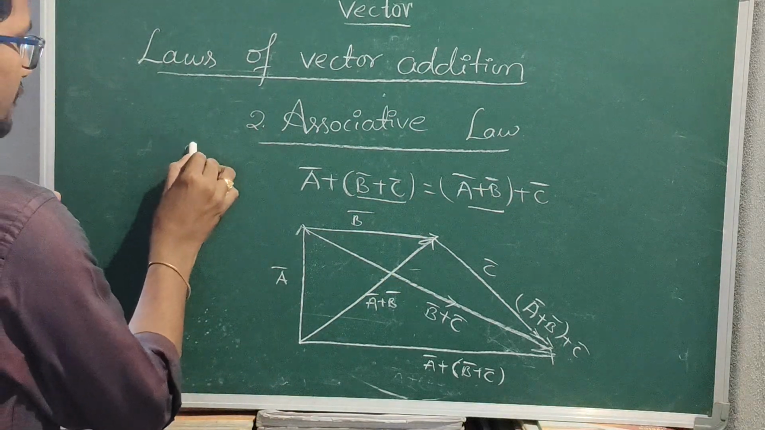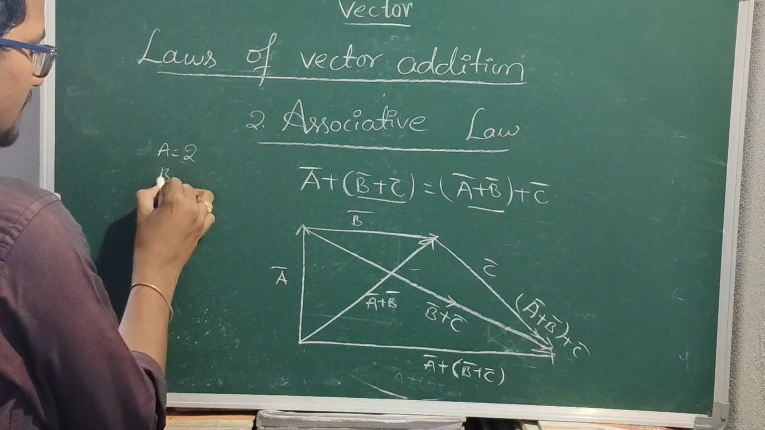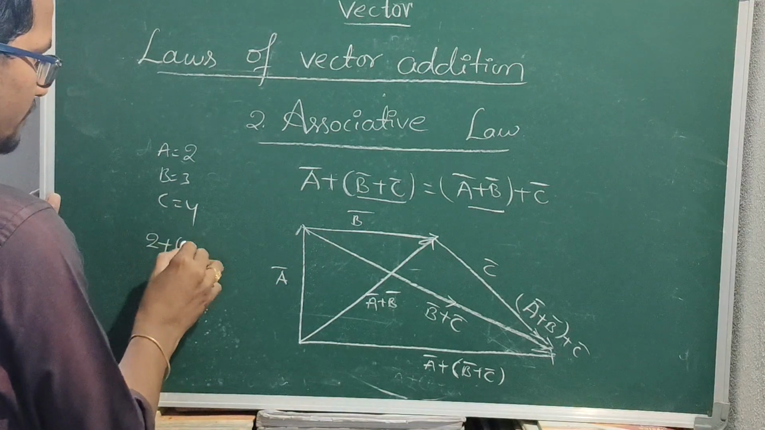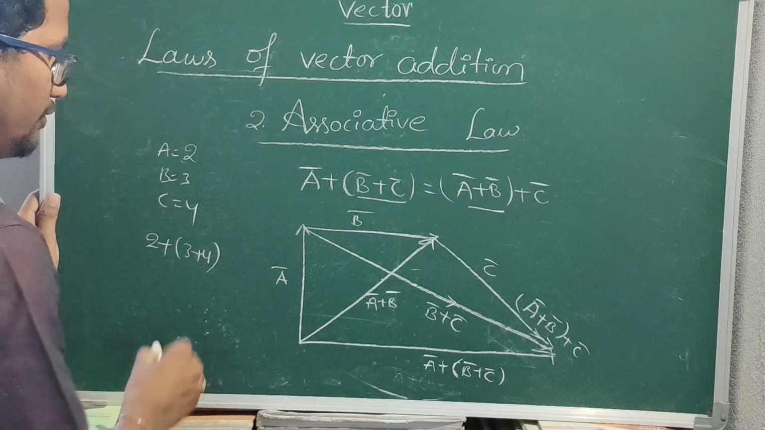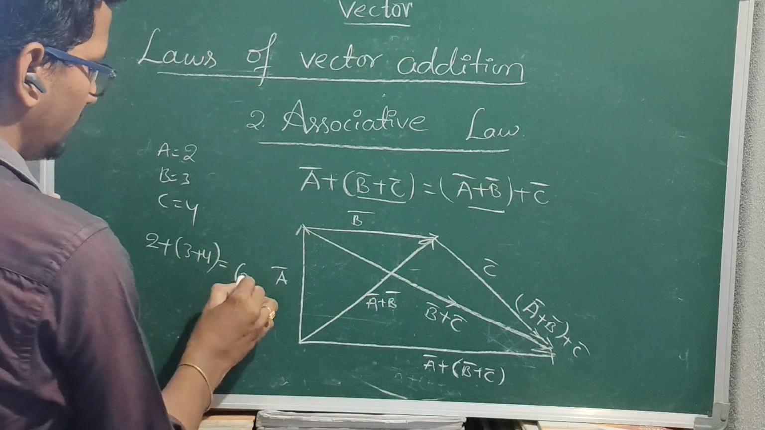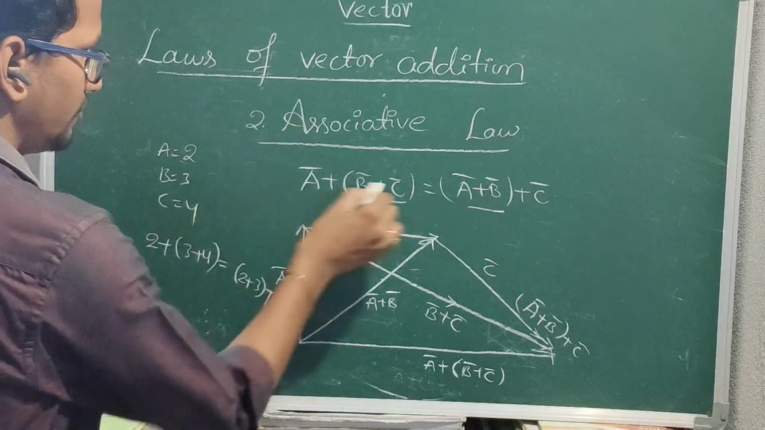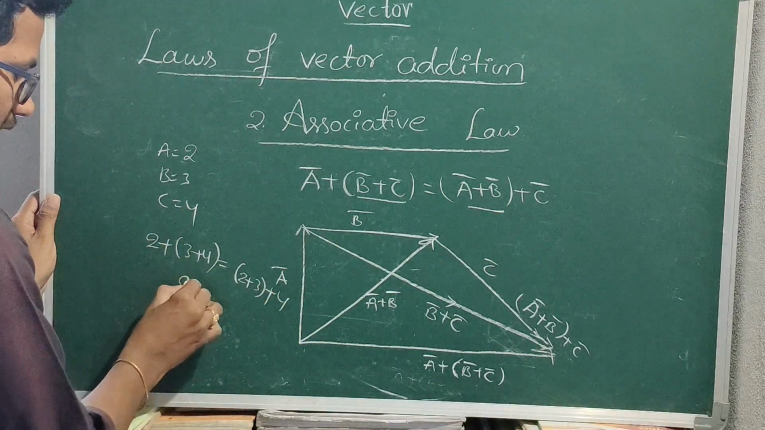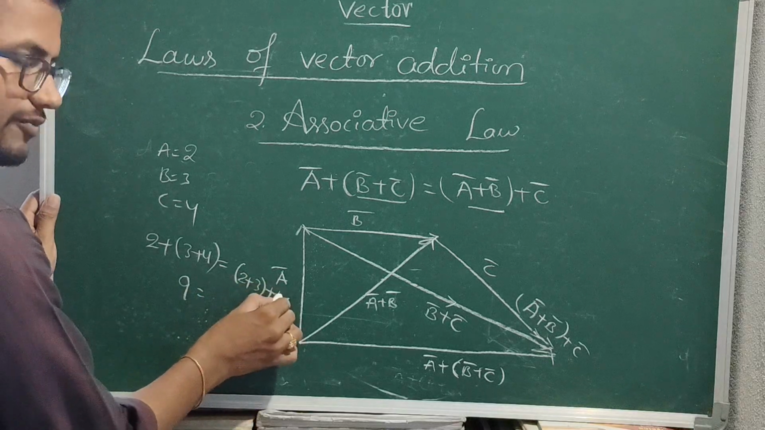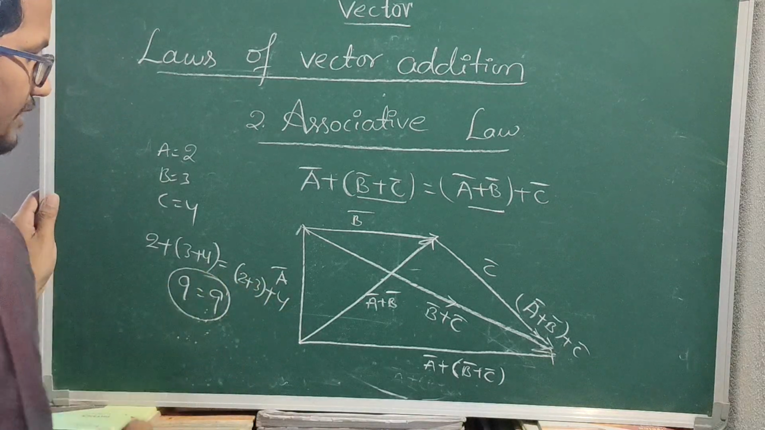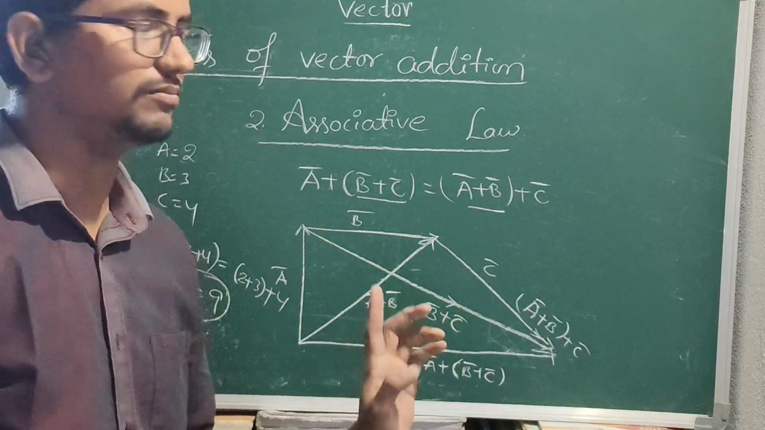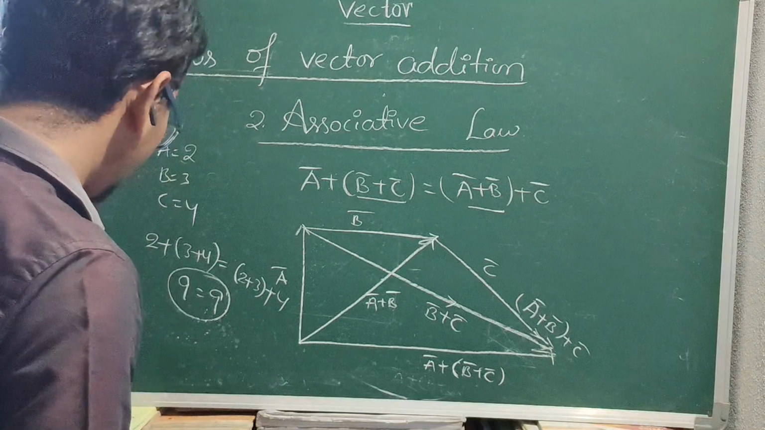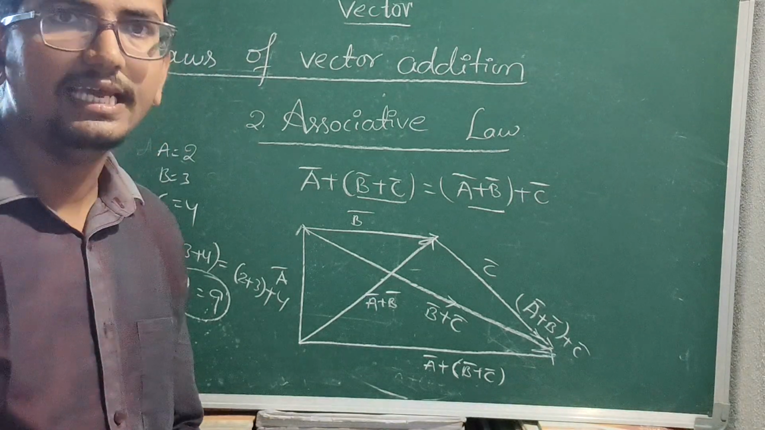Next we can use magnitudes. For example, a value is 2, b value is 3, c value is 4. 2 plus 3 plus 4: 2 plus 3 is 5, and 5 plus 4 is 9. Likewise, 3 plus 4 is 7, and 7 plus 2 is 9. Both are the same: the magnitude is the same and the direction is also the same. That's why the associative law obeys the laws of vector addition.